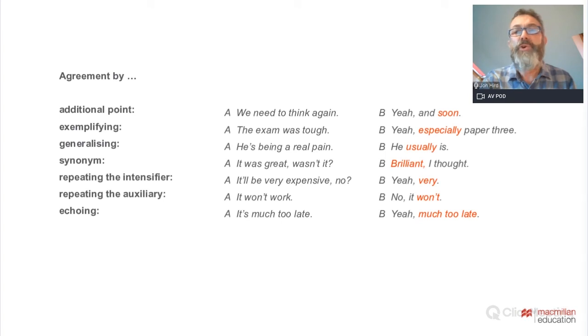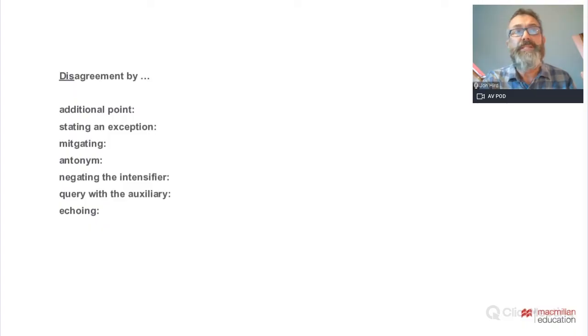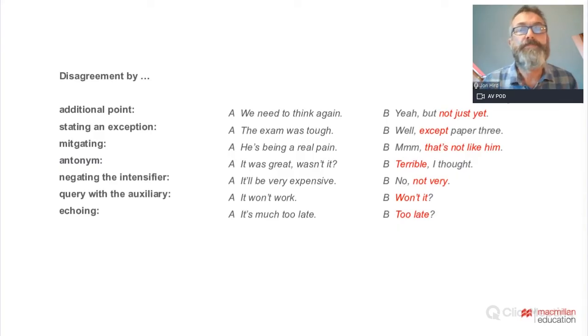Okay, of course, if we have agreement by these, then again, we have disagreement by the opposites, disagreement by additional point. So instead of agreement by specifying, exemplifying, we have disagreement by stating an exception. Instead of having agreement by generalizing, we tend to disagree by mitigating. Instead of agreeing by synonym, we tend to disagree by antonym. For example, yeah, I'll let you just look at those.